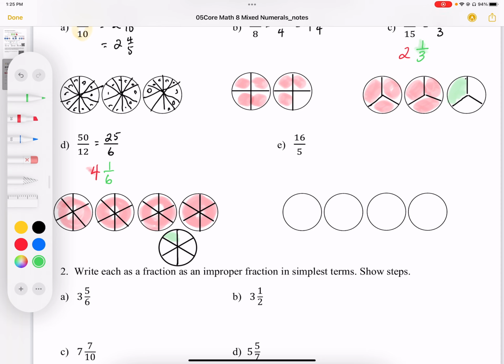16/5 has already been reduced. I'm going to divide this into 5s. This is not easy to divide into 5ths, but I'm going to do my best. So I'm going to do it into 5ths like this. And we're going to have 16 1/5 pieces. So 5 goes into 16. We have 3 groups of 5 that will fit into 16. So we have 15 1/5 pieces, and then we're going to have that one piece left over. So as a mixed number, it's going to be 3 wholes and 1/5 piece left over.